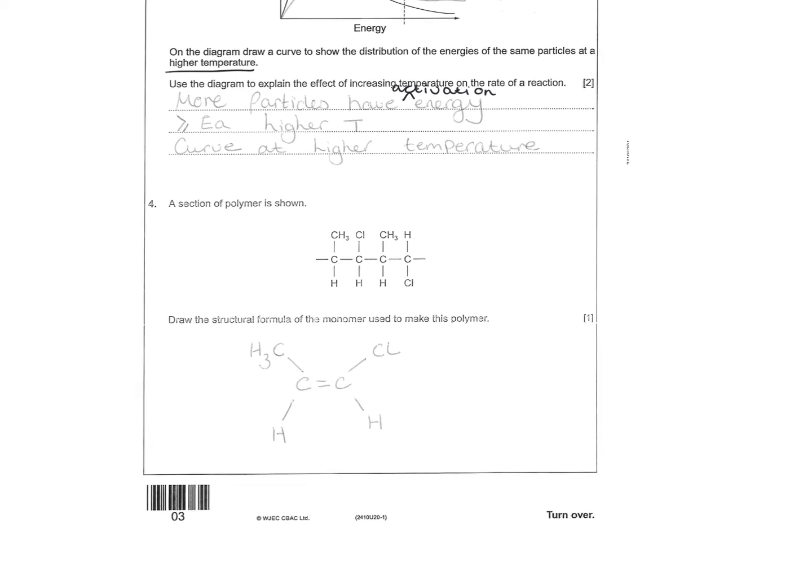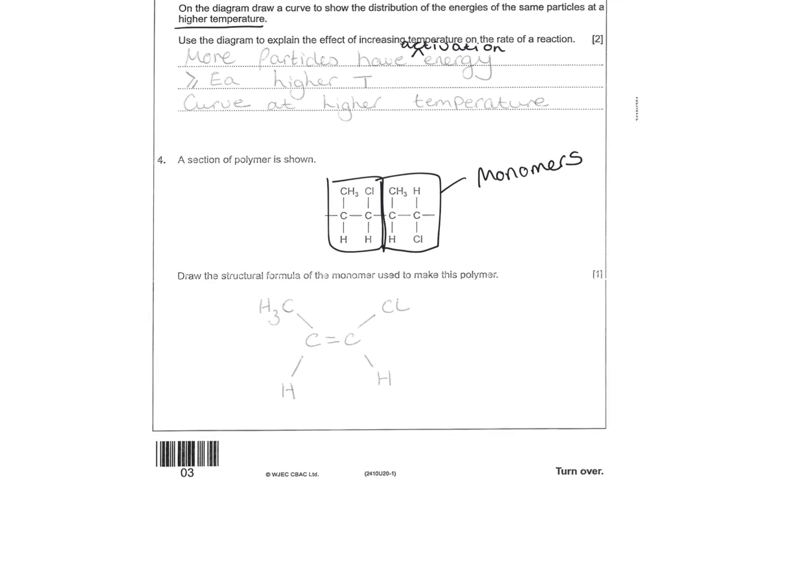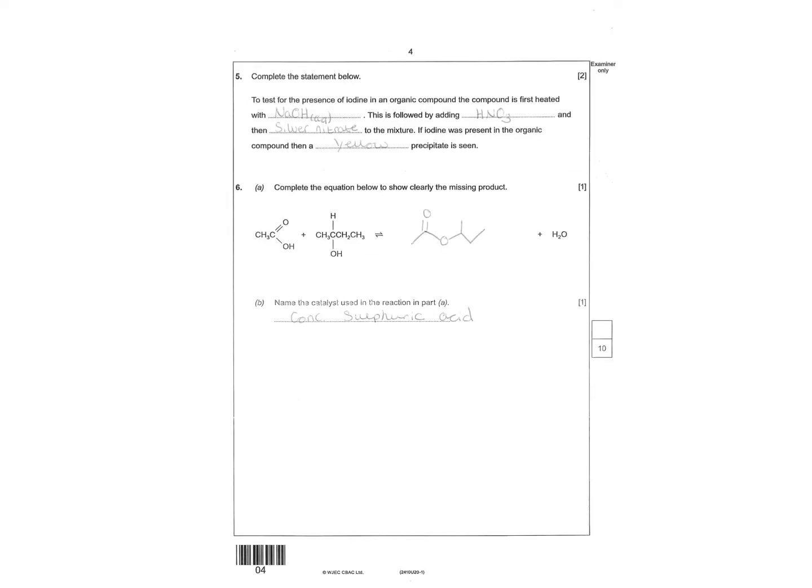Draw the structural formula used to make this polymer. So that is 2, okay? You can see that that is 2 monomers in one. Okay, so you pick one out and add a double bond, okay, and it would look like that. Really easy question, don't fall down on that.